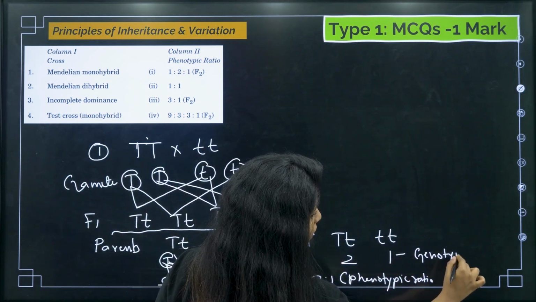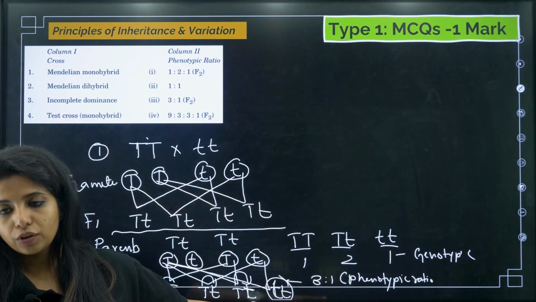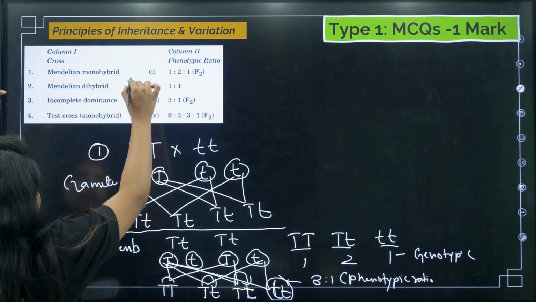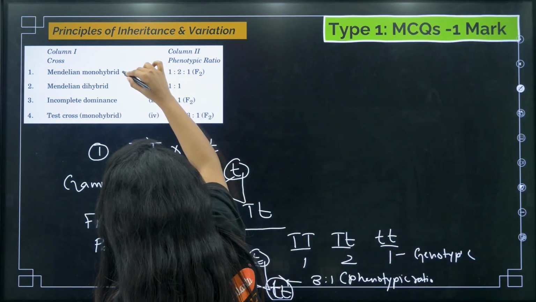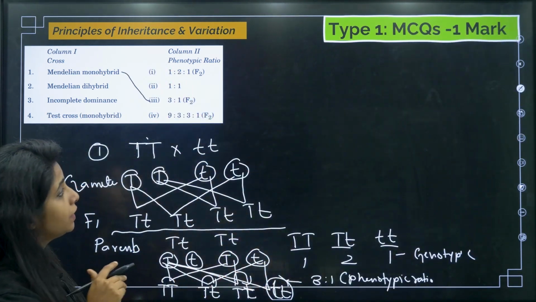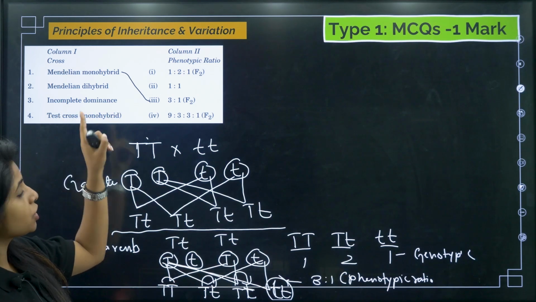How does the genetic makeup look? Genetically they are like this, 1:2:1. This is the genotypic ratio, and 3:1 is the phenotypic ratio. This is the F2. So that is Mendelian monohybrid. Next is incomplete dominance, but before that, test cross monohybrid.